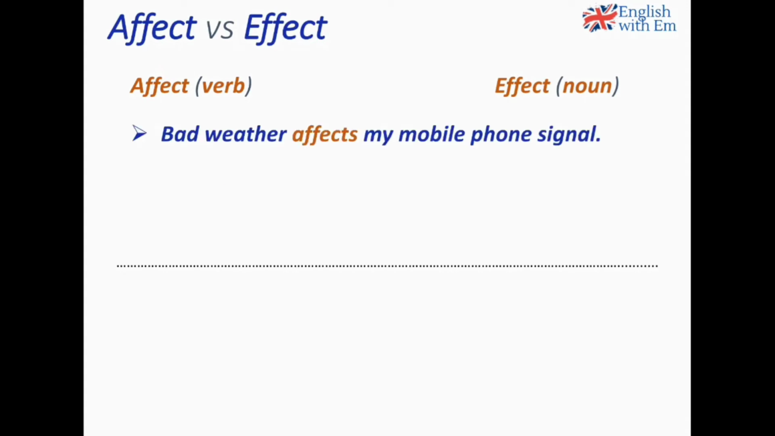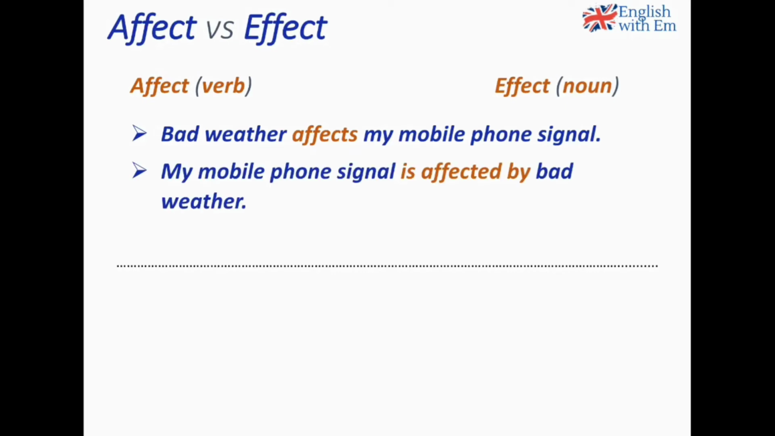Example number 2. Bad weather affects my mobile phone signal. My mobile phone signal is affected by bad weather. So here, using the verb, I'm talking about influence or change. Bad weather influences or changes my mobile phone signal.